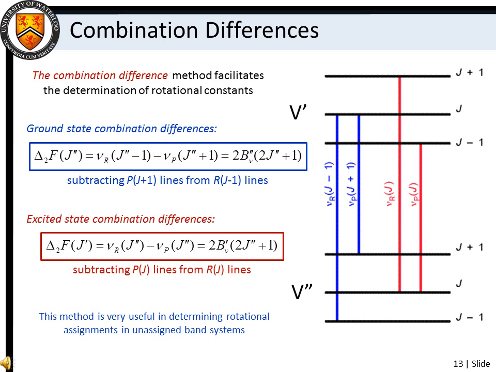Likewise, taking the difference between R and P lines that share a common lower state gives a rotational energy level gap in the upper vibrational level. The combination difference method is useful for determining molecular parameters and is also often used to determine rotational assignments for complex or unassigned band systems.